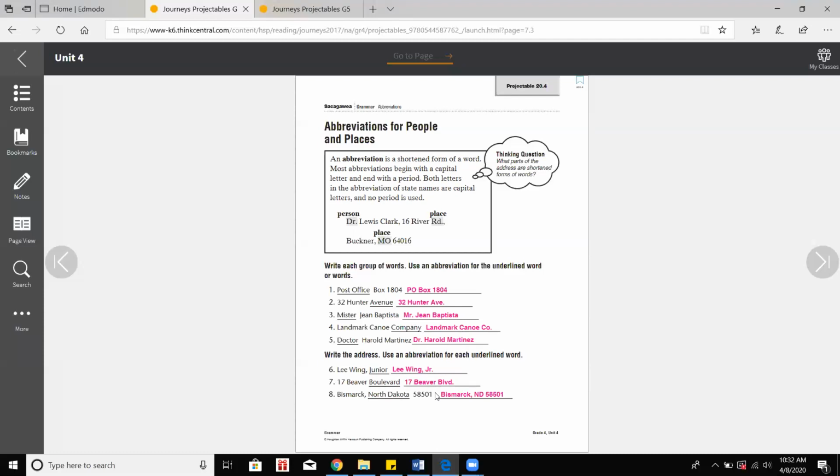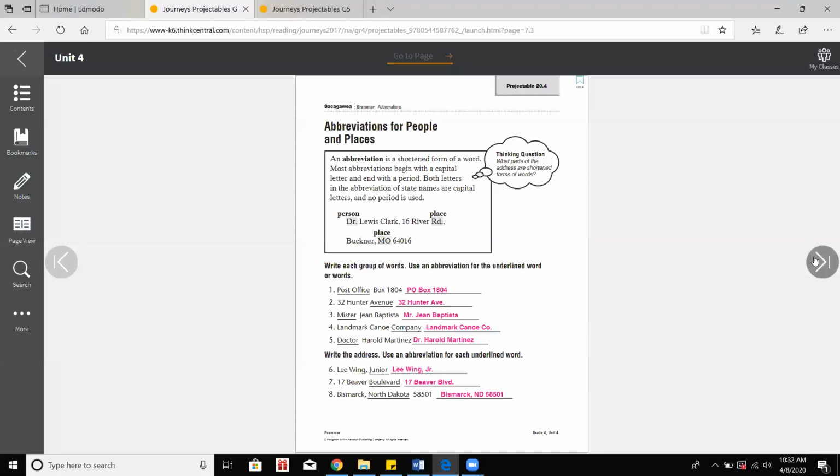You have to take four letters: capital B, lowercase l, v, d, and then a period. As for North Dakota, take capital letter N, capital letter D, without a period because, as mentioned, state names of the US would not require any period at all when abbreviated. So that's it for our first set, abbreviations for people and places.